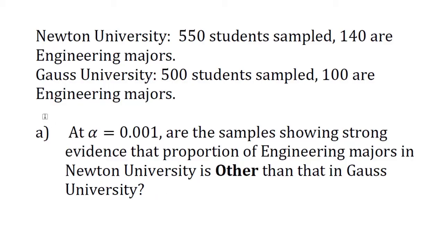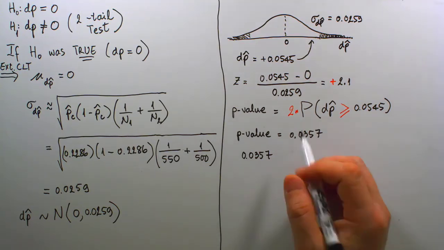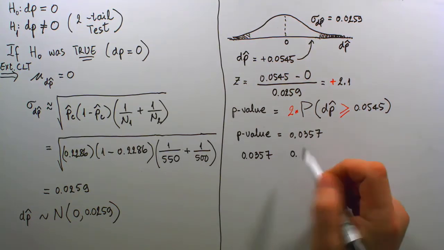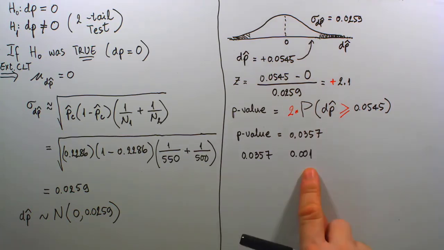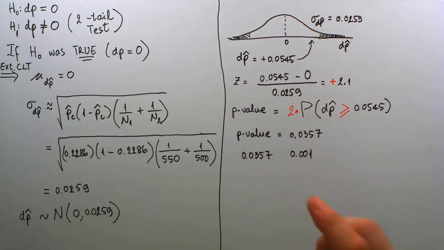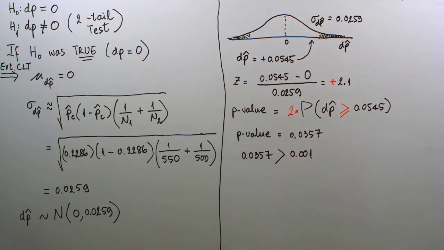So now back to the wording of the problem right here. It says at significance level 0.001. So this is apparently our given significance level in the problem. That means our final p-value 0.0357 is compared with 0.001. And this comparison clearly shows that our p-value still falls above the significance level.